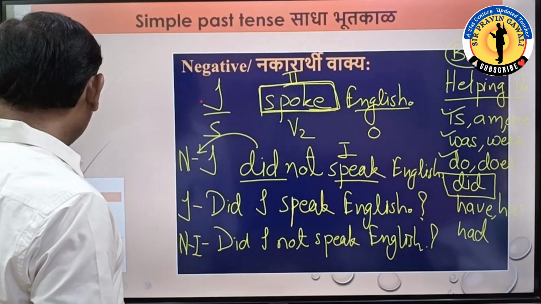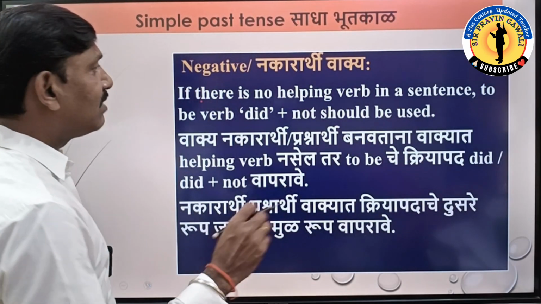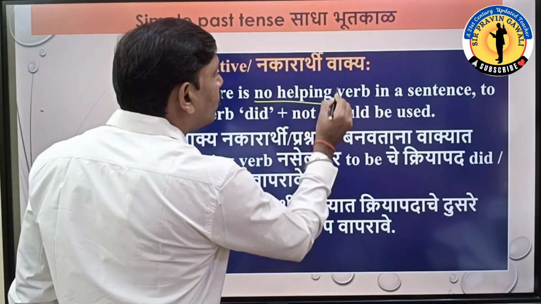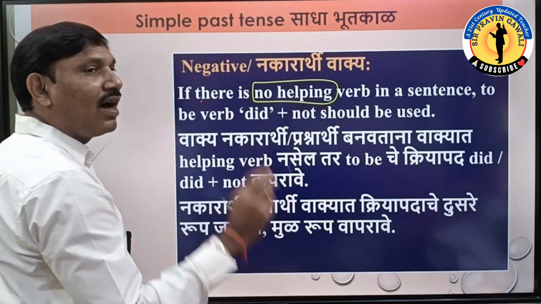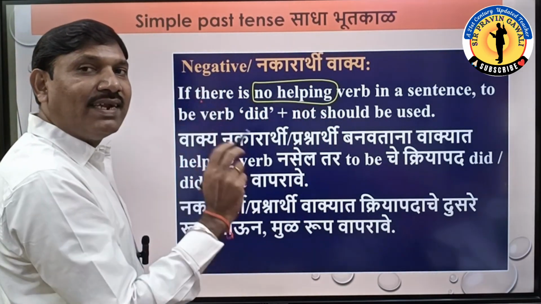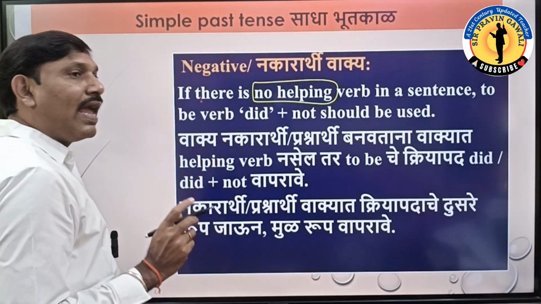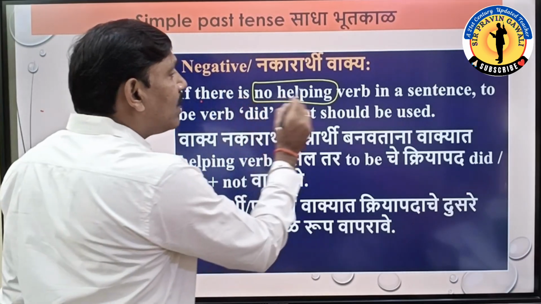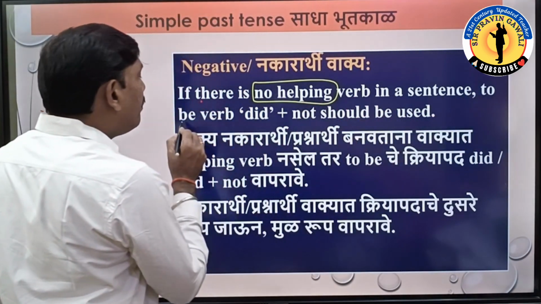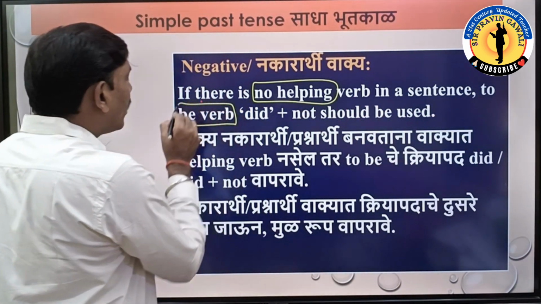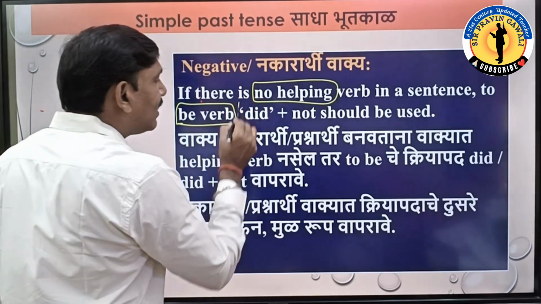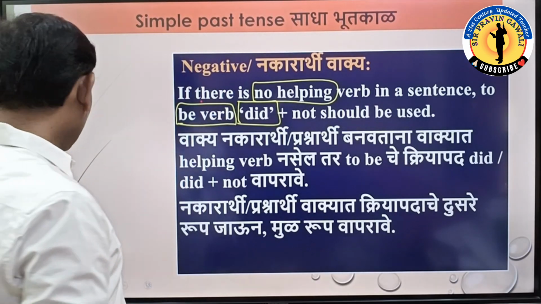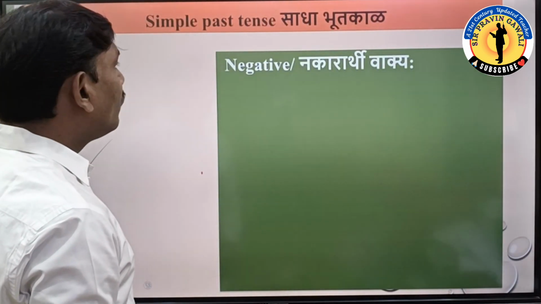Okay students, this is very important. Now let's try to have some more examples. Dear students, just now I have told you how to make it negative. If there is no helping verb, I have told you am, is, are, was, were, do, does, did, have, has, had. These are the helping verbs. Otherwise modal auxiliaries: can, could, may, might. If there is no helping verb in the sentence, the do form should be used, that is did, and not should be added to it to make it negative. Understood students?